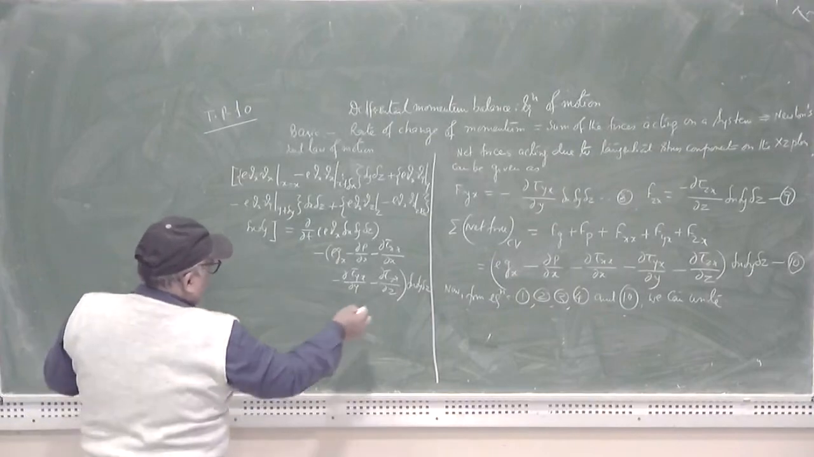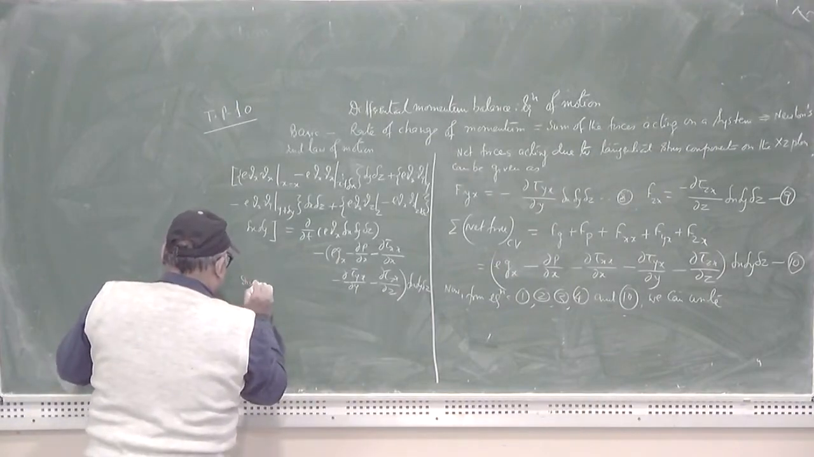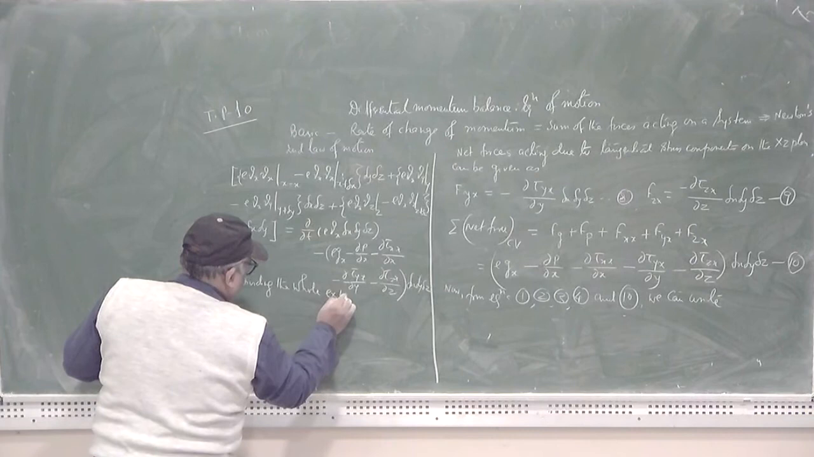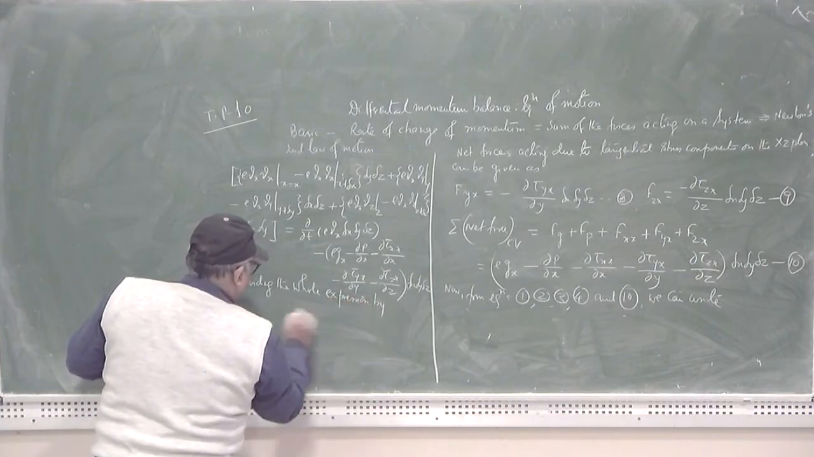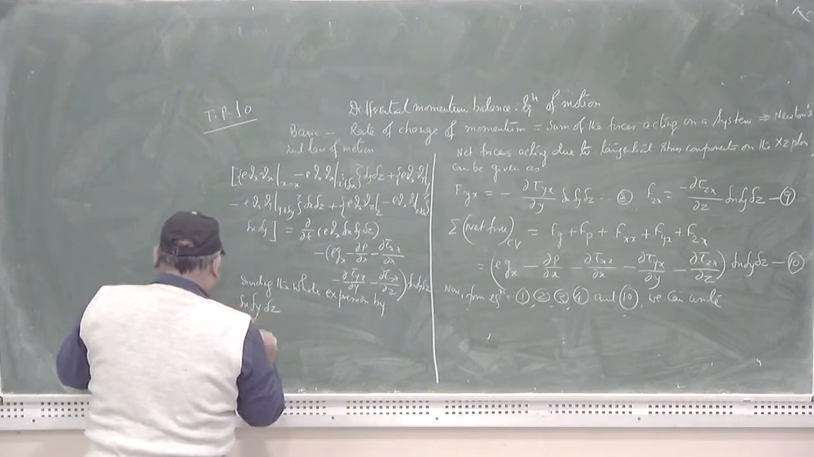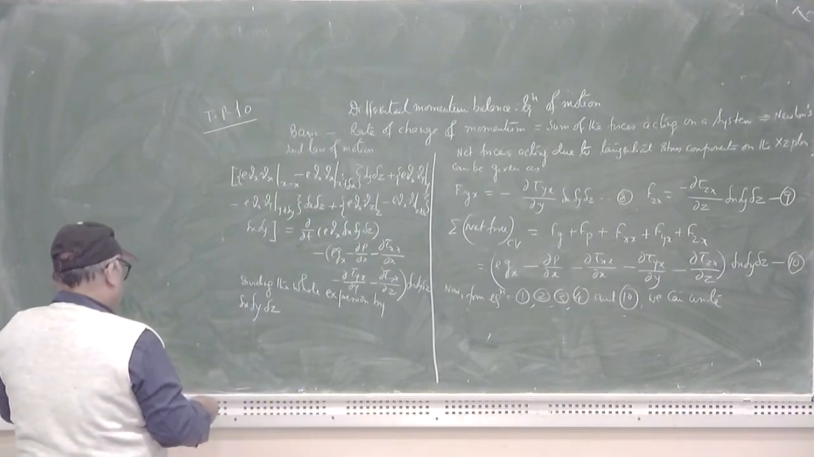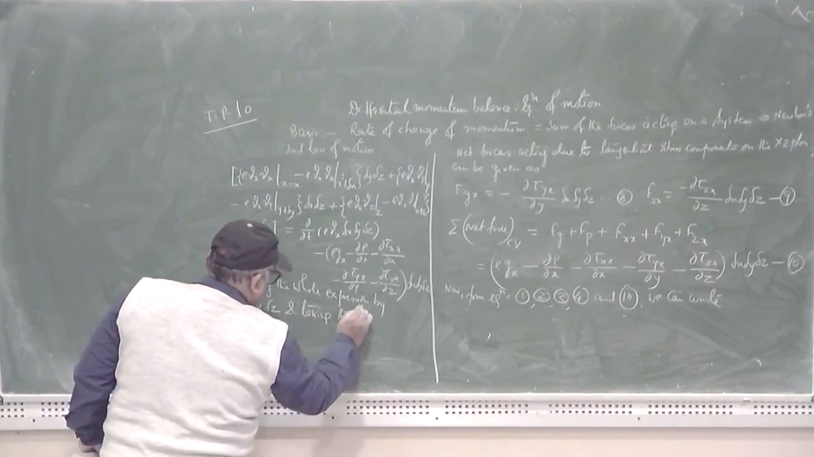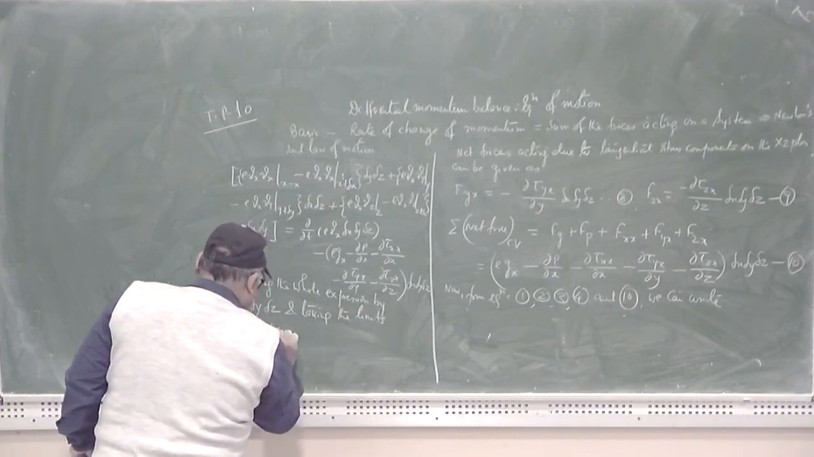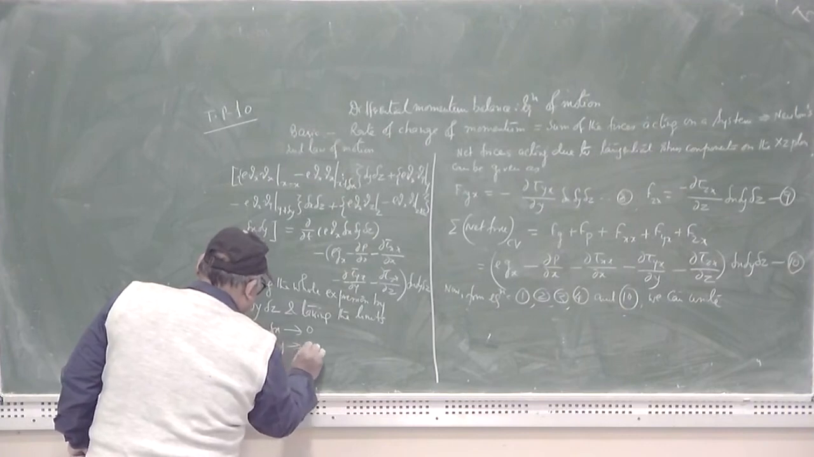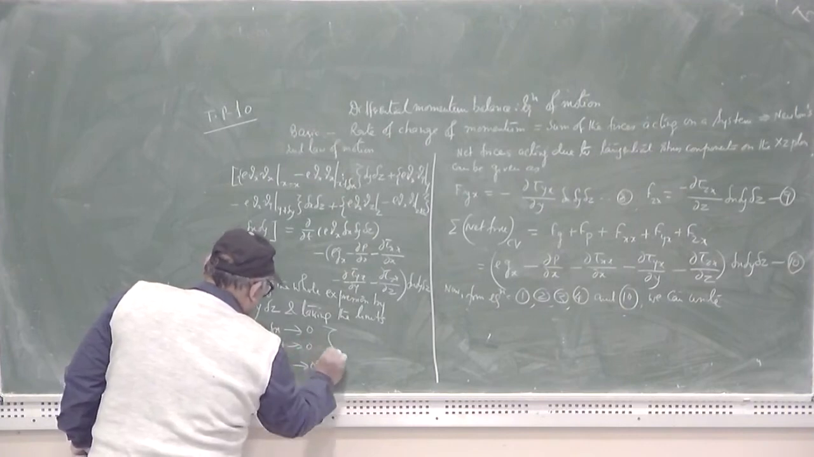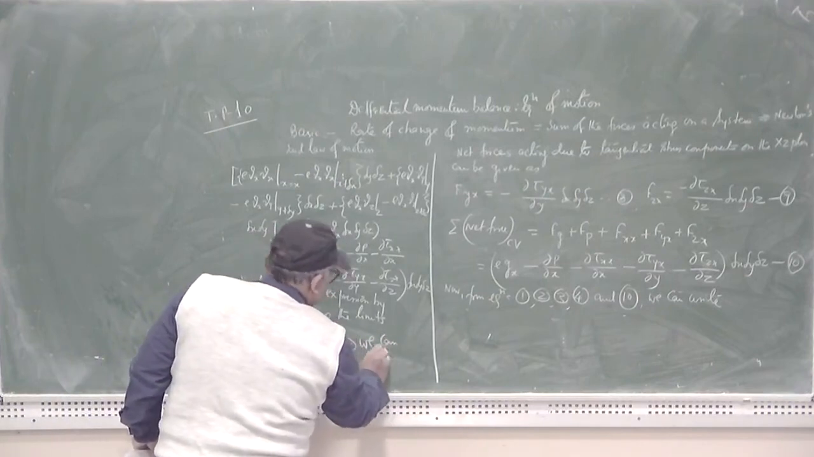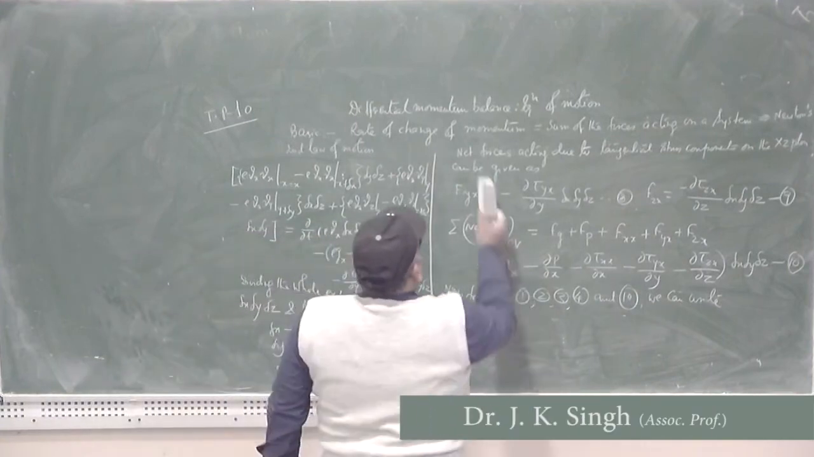Dividing the whole expression by delta x delta y delta z and taking the limits delta x tends to 0, delta y tends to 0, delta z tends to 0, we can write the equations which we can write now.